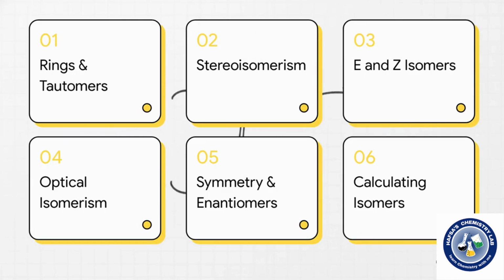To guide us through this complex taxonomy tree, here's our quick roadmap for today. First, rings, chains, and tautomers. Second, stereoisomerism. Third, geometrical E and Z isomers. Fourth, optical isomerism and chirality. Fifth, symmetry and enantiomers. And finally, number 6, calculating total isomers.